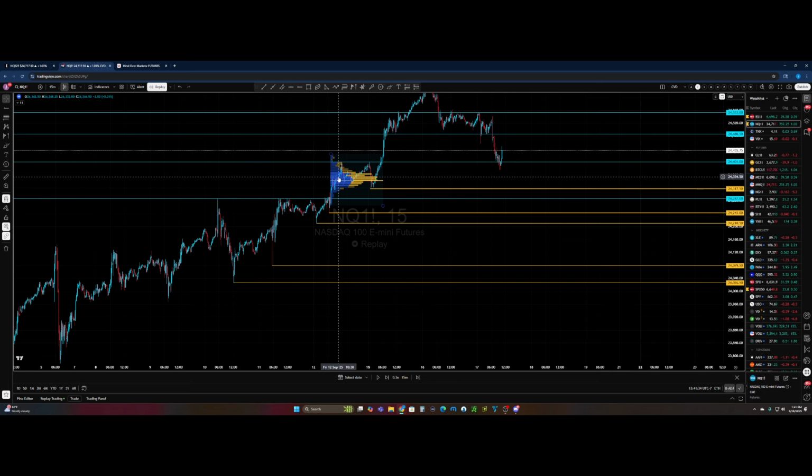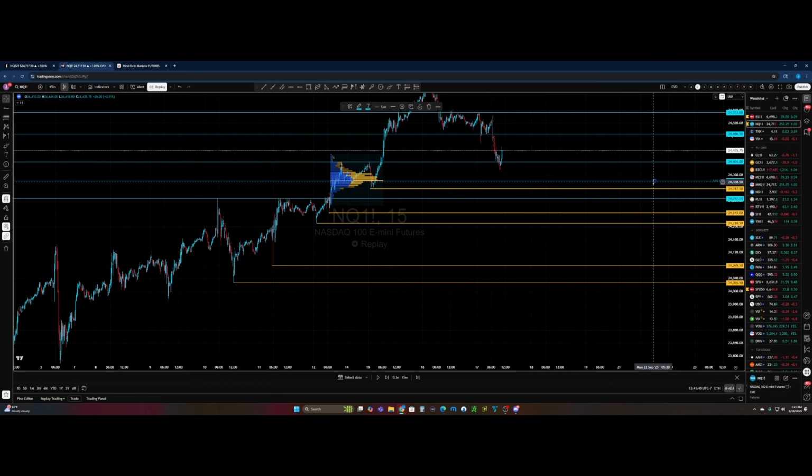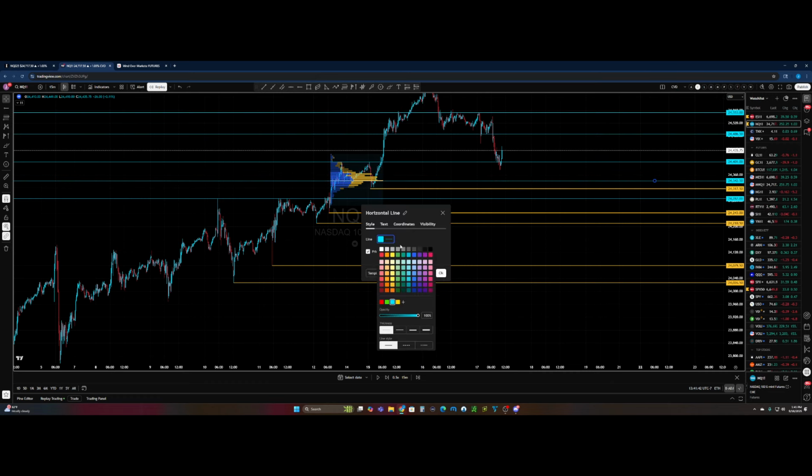Okay, so next, we have this POC here. I'm actually going to copy and paste this level. I'm going to change the color. We'll do gold. We'll match the color. Right, and then I'm going to note it as POC.